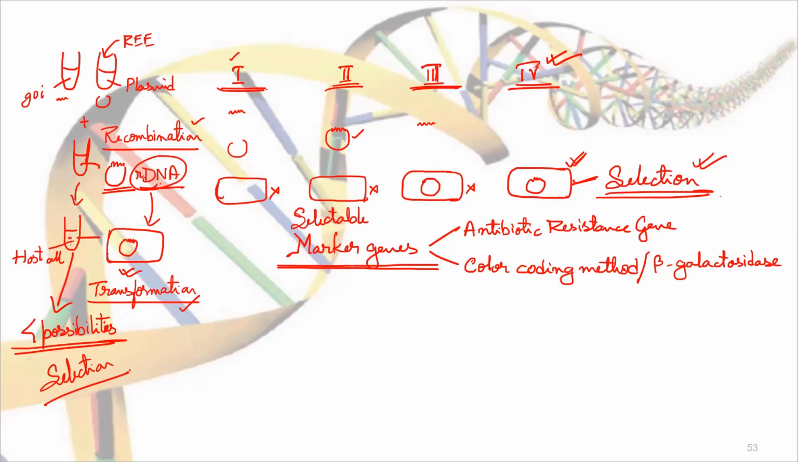Now, commonly there are two types of marker genes which are used. One is called the antibiotic resistance gene, and the other is called the color coding method, which is basically a beta galactosidase gene. Let us first understand the antibiotic resistance gene. How does it work?